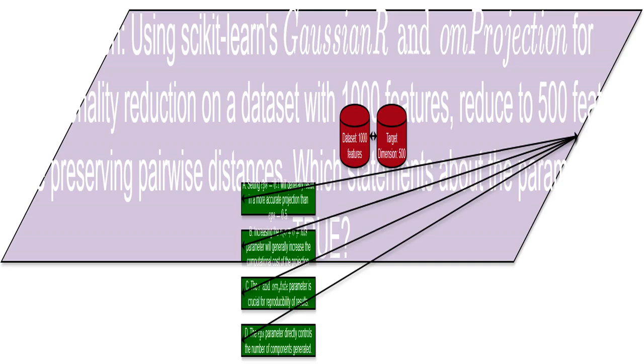This is the core question of the quiz. We're asked to choose which statements regarding the GaussianRandomProjection parameters are true. It's a test of how well you understand what each parameter does. Let's tackle each statement one by one.